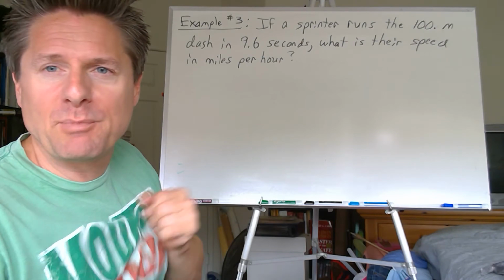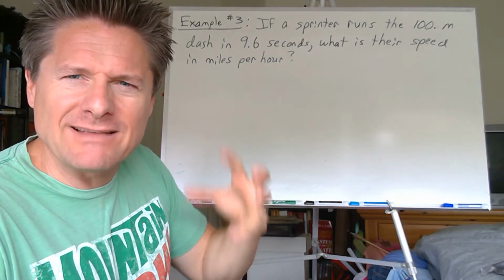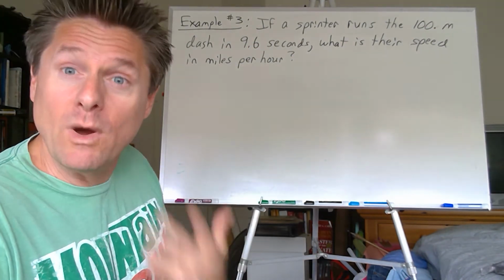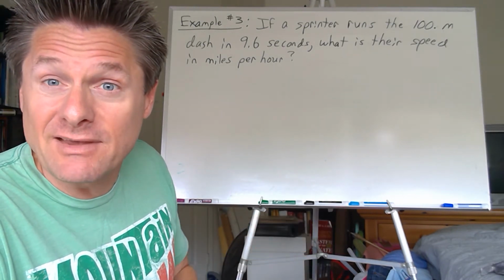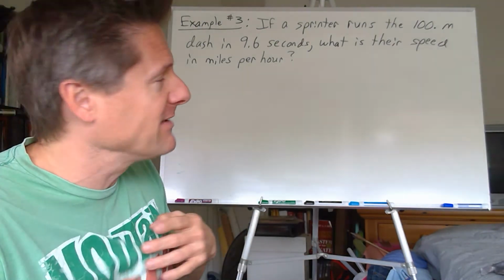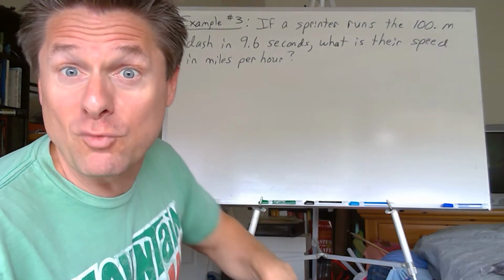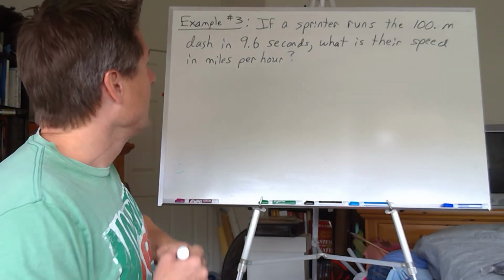What is their speed in miles per hour? Because we don't have a concept of how fast they're going in meters per second, but we would in miles per hour. I mean, probably slower than a cheetah. Cheetah around 65, 70 miles per hour. I don't think people could run that fast. So if you get a number of 120 miles per hour, that wouldn't make sense. So let's go through this.